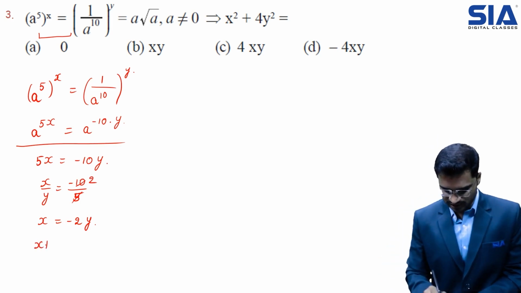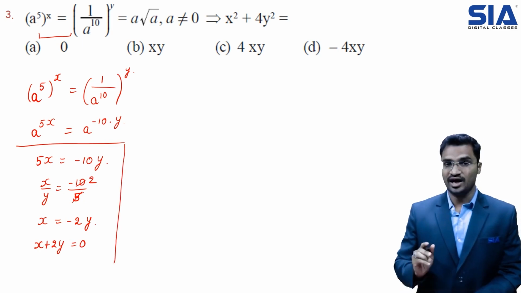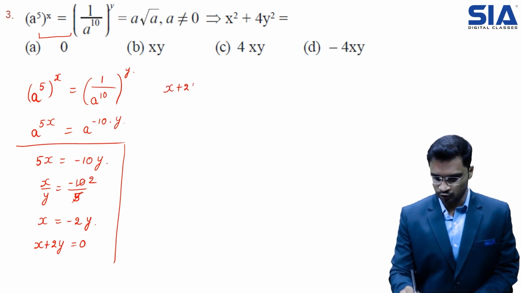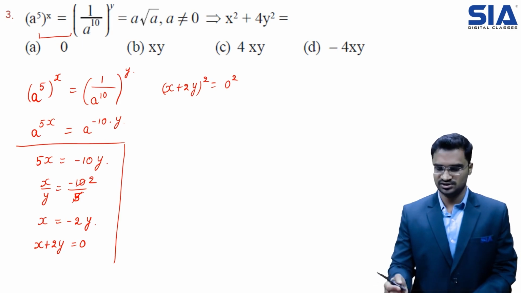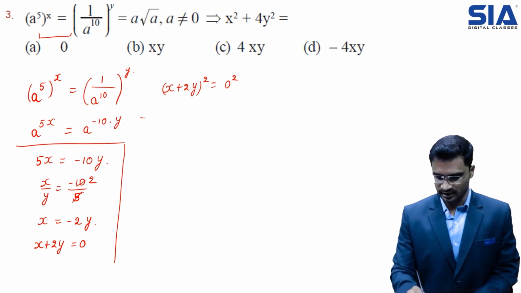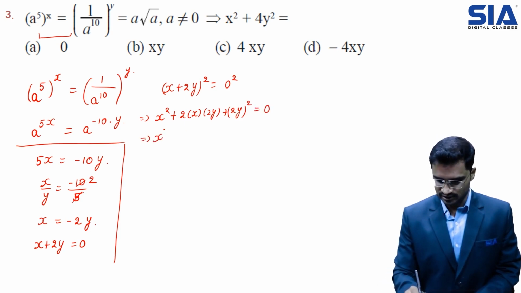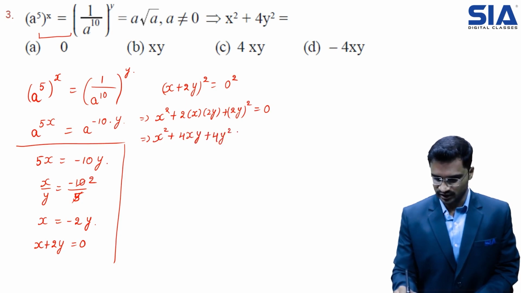I have sent that y value to the right side. Now x plus 2y is equal to 0. Now squaring this, x plus 2y whole square is equal to 0 square. 0 square is always 0. So a plus b whole square is a square plus 2 into a into b plus b square, which is equal to 0 square, that is 0. Now x square plus 4xy plus 4y square is equal to 0.